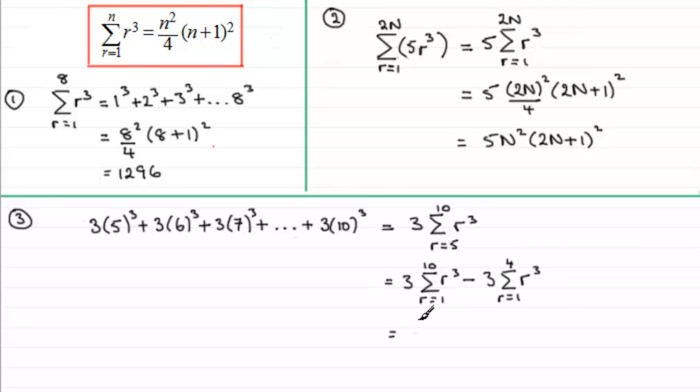Now all we need to do is work out what each of these are. For the first one we've got 3 times the sum of r cubed where n is 10, so it's 3 times 10 squared over 4, multiplied by 10 plus 1 all squared. Then for the second term it'll be minus 3, and n in this example is 4, so it's 3 times 4 squared all over 4 multiplied by 4 plus 1 all squared. And if you work this out, you'll find that you end up with 8,775.